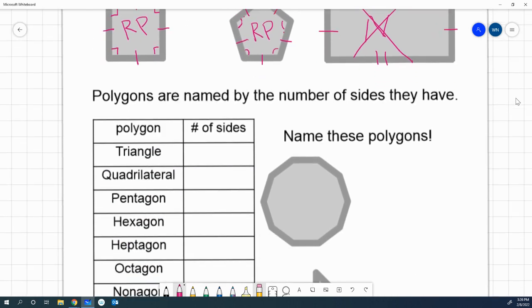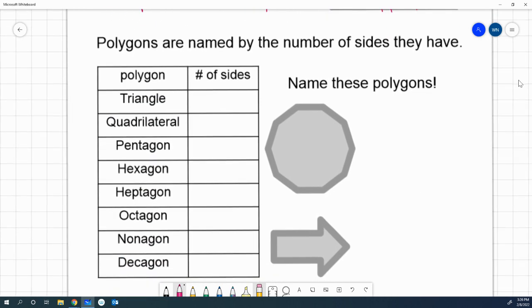Let's move on to naming them by the number of sides they have. This is going to be super easy. Let's get ready. A triangle, that prefix tri, you know it means three. So we've got three sides. Now, if you've got three sides, you also have to have three vertices. Vertices are the little points on the end, your angles, three vertices.